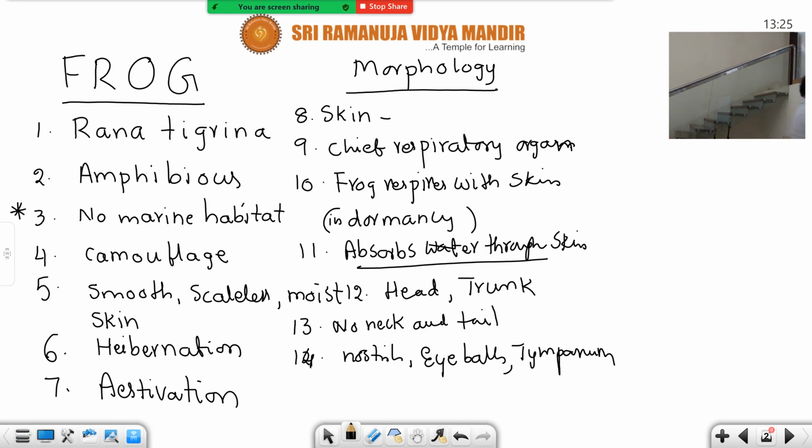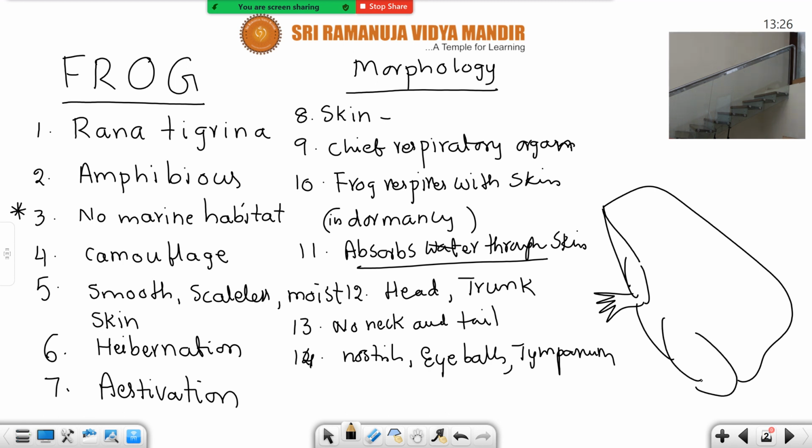So you all know this, you take the external characters like this. The forelimbs are shorter than hind limbs, four-fingered, and the hind limbs are longer than forelimbs, which are jet-shaped with 5 fingers. And webbed toes are present. This is the cloaca, and that side the hind limb, and here the upper eyelid, lower eyelid, eye, nostril, and this is the oval shaped marking, the tympanum.